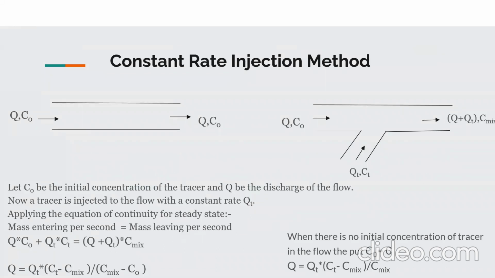In the constant rate injection method, the tracer is added to the flow at a constant rate. Initially, the flow has a discharge Q containing C0 concentration of the tracer. Now to calculate this discharge Q, we inject a tracer at a constant rate Qt having concentration Ct.